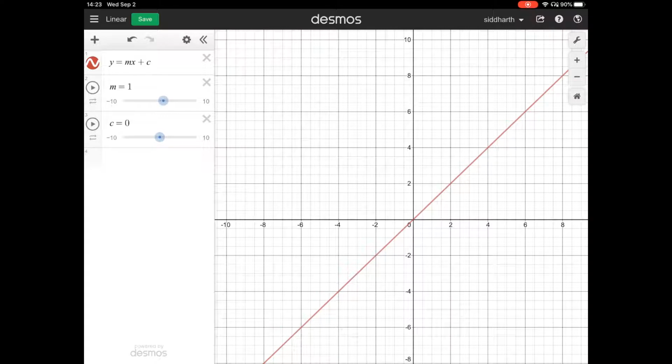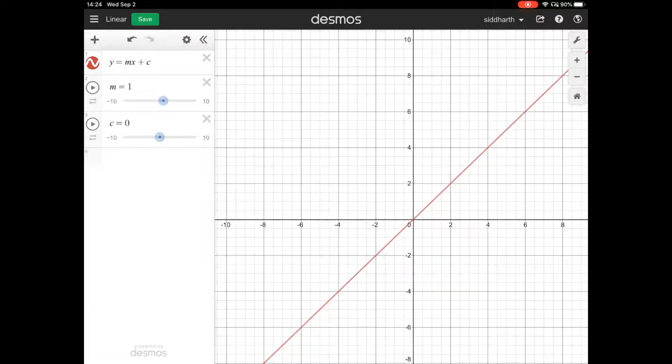Let us start with a simple example of the equation of the straight line, that is y is equal to mx plus c, which is highlighted in red over here. Now over here, the value of m is 1 and the value of c is 0. That means that the graph is y equal to x, and that is the current graph of the equation. Let us now see how changing the values of m and c affects how the graph looks.